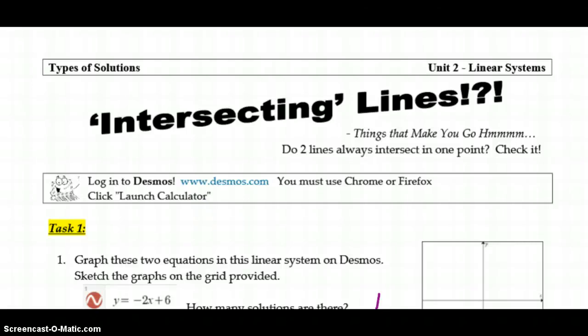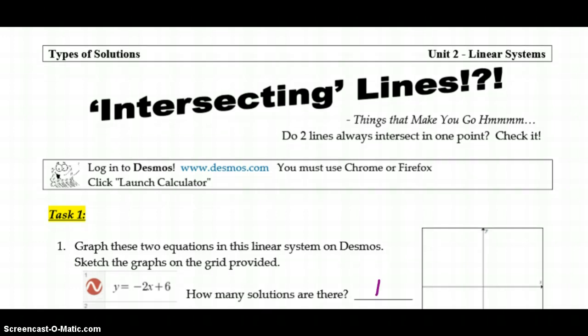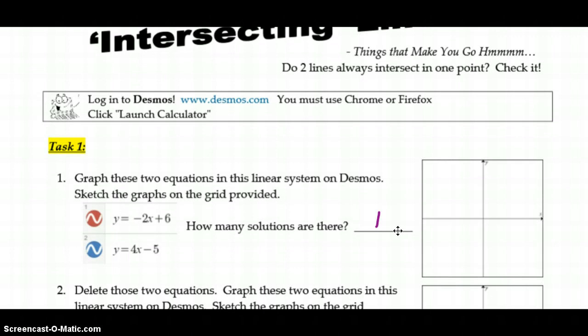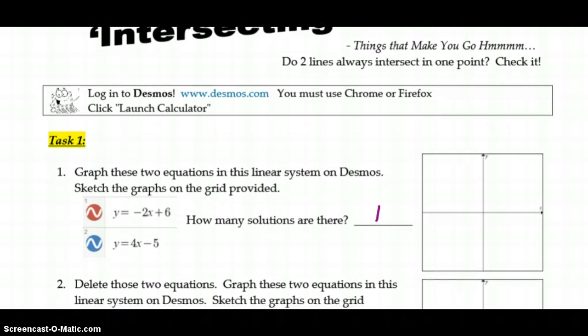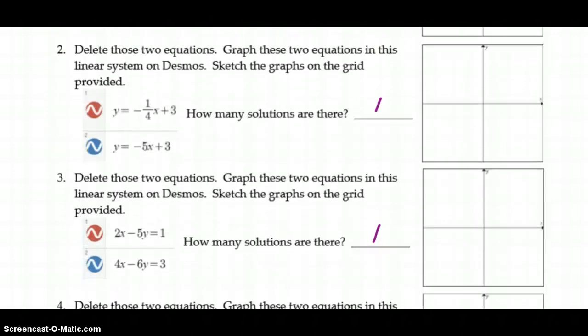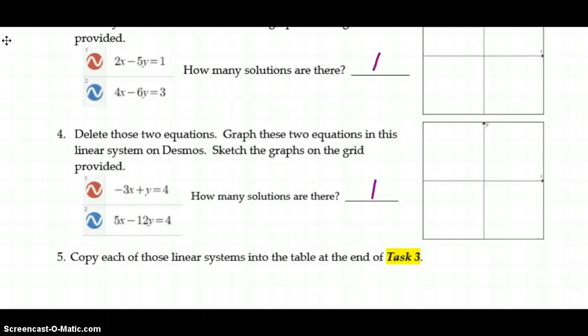Hey guys, so for this video we're going to be looking at different types of solutions for intersecting lines. There are three possibilities that you may encounter. If you followed through this activity using Desmos, you've already seen the three different scenarios. The first one, the one we've been working with all along, is where two lines cross and they have one solution or one point of intersection. So for the first portion of this task, you should have gotten one solution for each question.